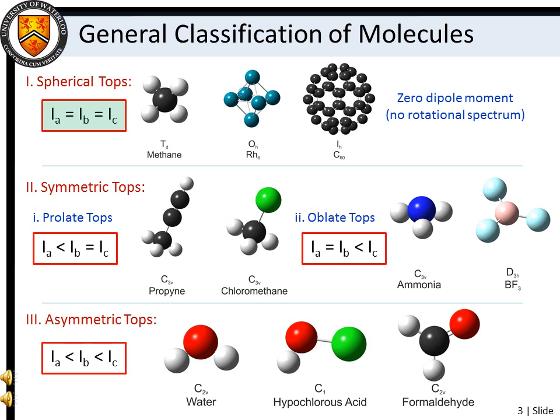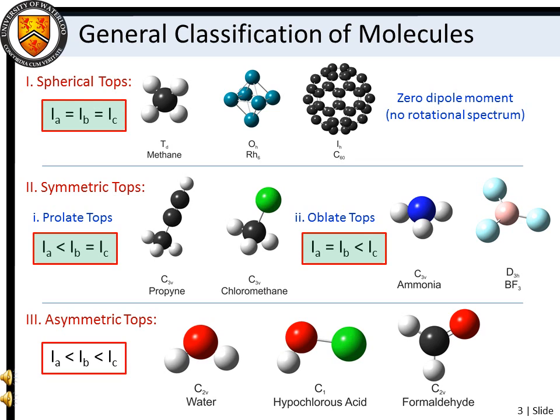Molecules in which two of the three moments of inertia are equal are known as symmetric tops. If the two largest moments of inertia are equal, the molecule is referred to as a prolate top. If the two smallest moments of inertia are equal, the molecule is an oblate top. Symmetric top molecules exhibit pure rotational spectra and have a relatively simple analytical form for rotational energies. We will explore these molecules in more detail.